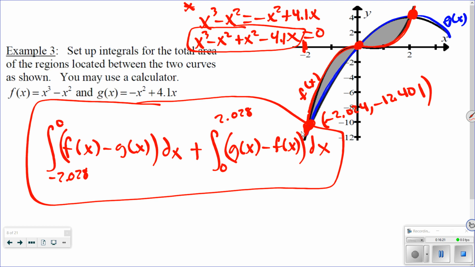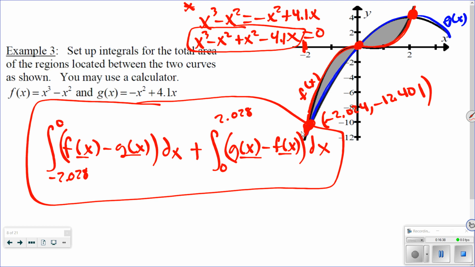By the way, when you're on the AP test, you don't have to write out the actual function. So if you want to just leave it as f of x minus g of x and g of x minus f of x, that's fine. Up above, it tells you what f of x and what g of x is. So from there, you just punch that whole thing in your calculator. You guys can go ahead and try that.